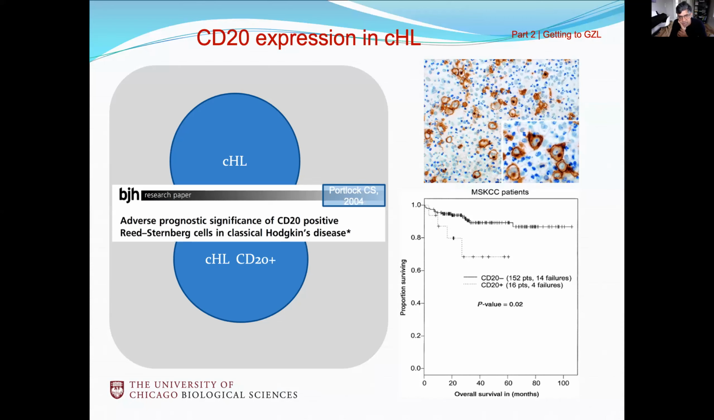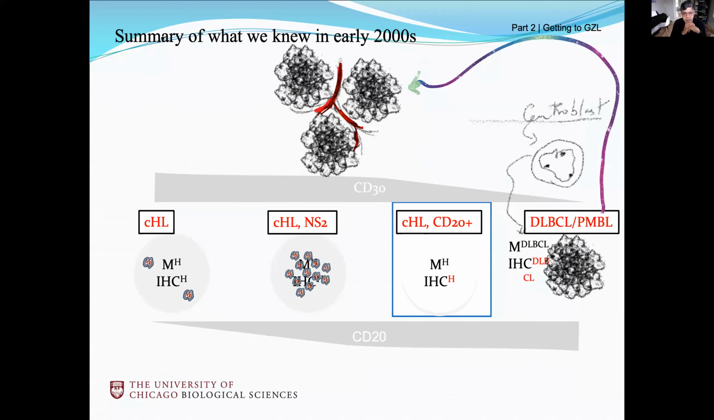So then people started thinking, CD20 expression is bad, so it must mean something. This kind of threw a wrinkle in our knowledge of classical Hodgkin lymphoma, where B-cell markers usually are downregulated. Now, how does this happen? What's the biology? Things get confusing. So let's go on and try to increase the confusion that started in the early 2000s.